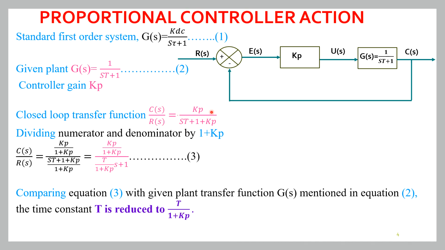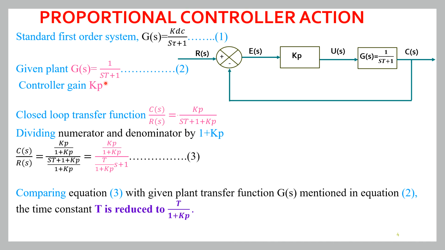Now to this function, divide numerator and denominator by 1 plus Kp. When you divide numerator and denominator by 1 plus Kp, and I'm rearranging the terms, I got the expression like this. Now you compare equation 3 with equation 2. It means initial gain is 1. Now the gain is Kp divided by 1 plus Kp. So initial gain is 1. Now the gain is modified.